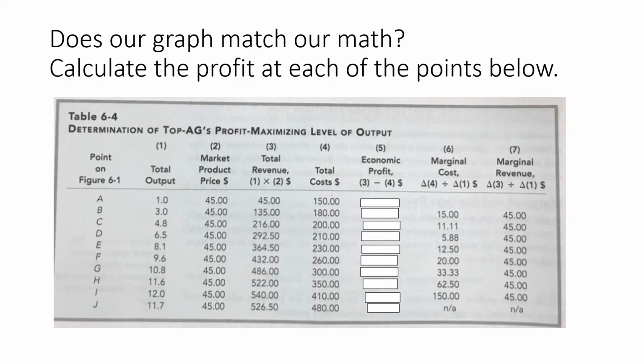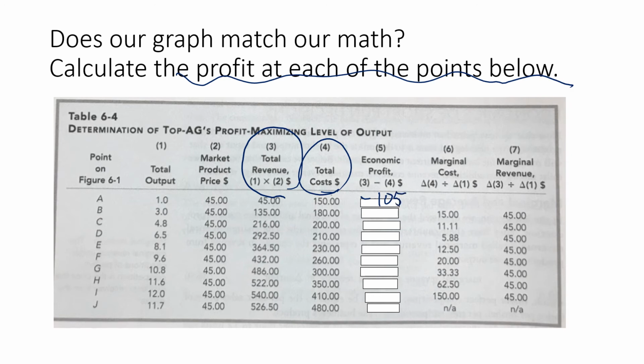So let's see if our graph matches the math that we would do looking at this table. We can calculate the profit at each of these points below by taking total revenue minus total costs. So go ahead and just calculate those out. Total revenue for point A, 45 minus 150. We're going to be losing money there, so that's going to be negative 105.